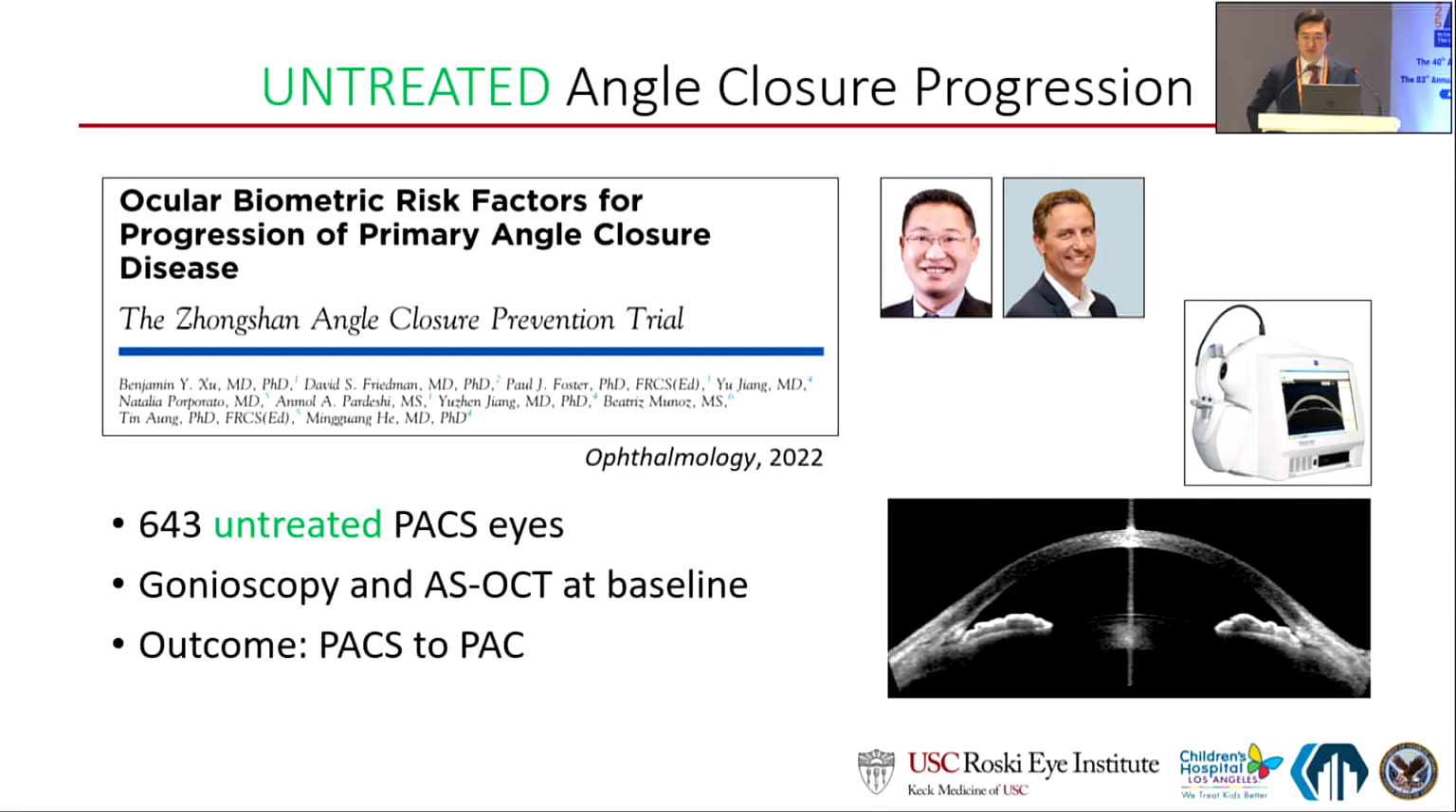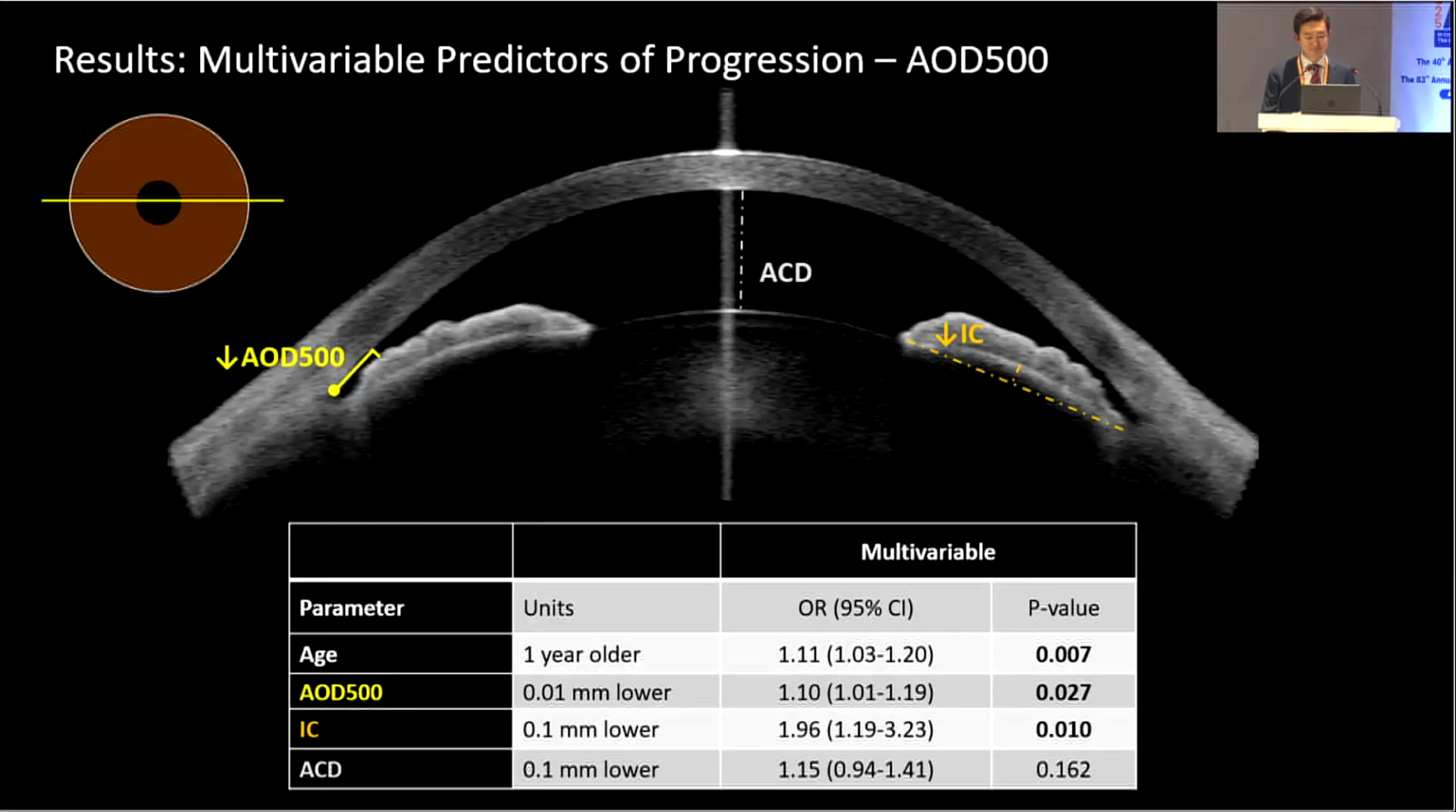Here we took data from 643 untreated PACS eyes that had received gonioscopy and anterior segment OCT at baseline, and our outcome measure was progression from PACS to PAC. This table shows our primary finding.